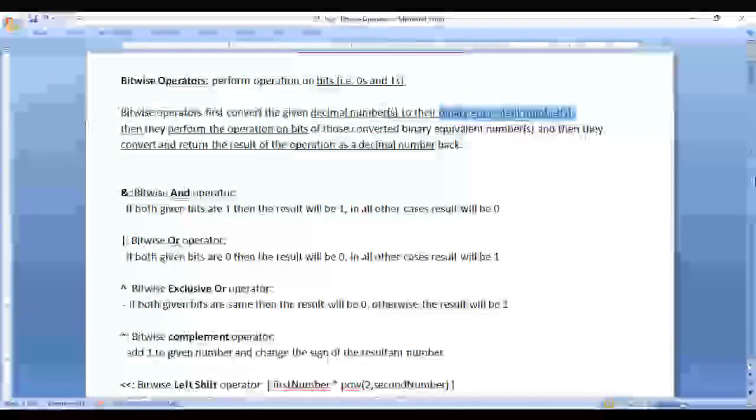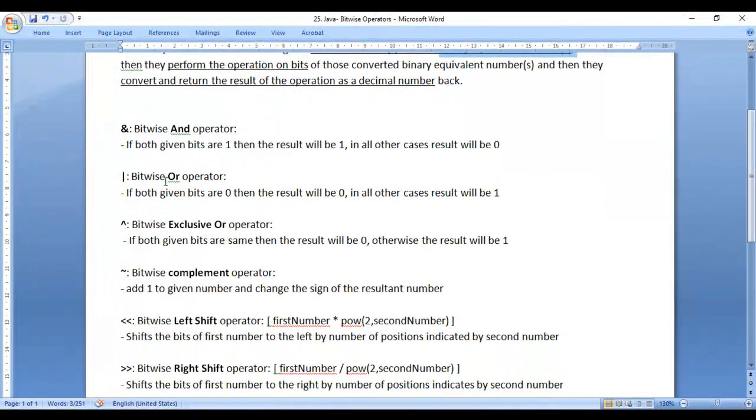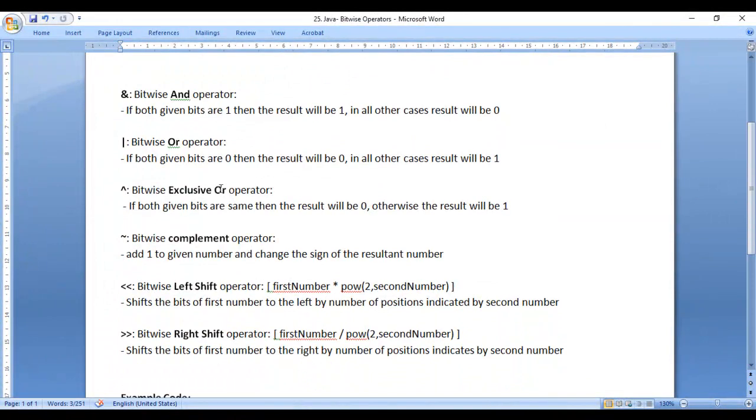Let's understand bitwise AND operator, bitwise OR operator, bitwise exclusive OR operator, bitwise complement operator, bitwise left shift operator, bitwise right shift operator. Single ampersand symbol indicates bitwise AND operator. Single pipeline symbol indicates bitwise OR operator. Caret symbol indicates bitwise exclusive OR operator. Tilde symbol indicates bitwise complement operator. Pair of less than symbol indicate bitwise left shift operator. Pair of greater than symbol indicates bitwise right shift operator.